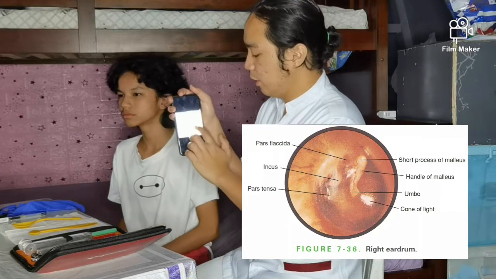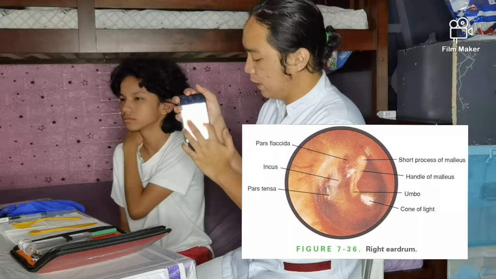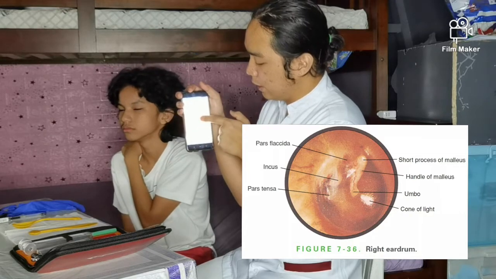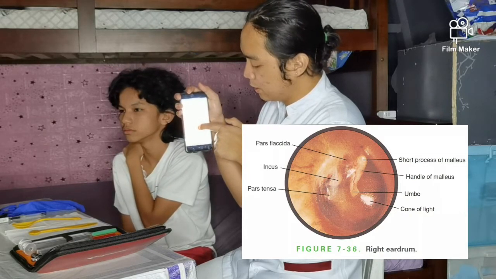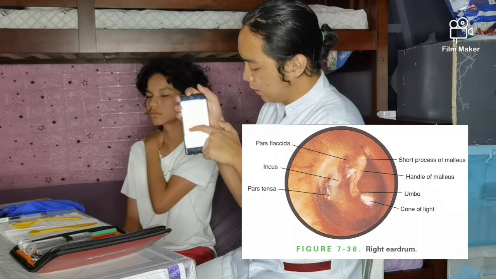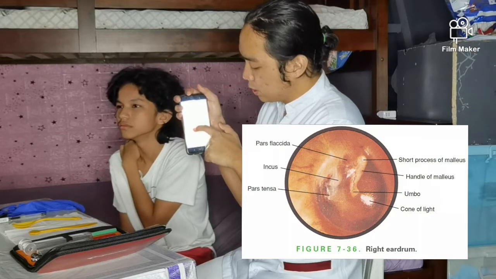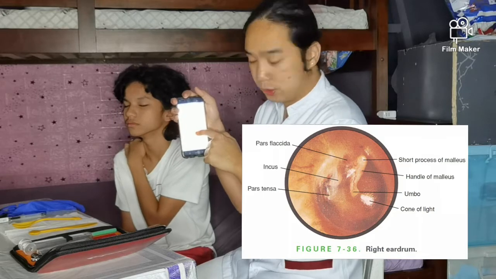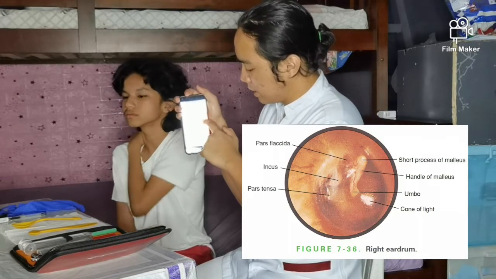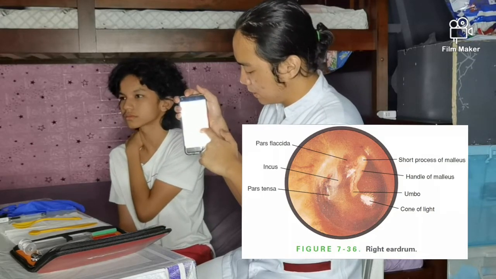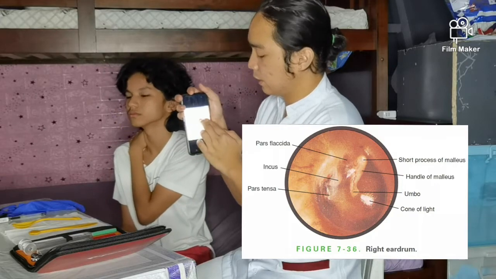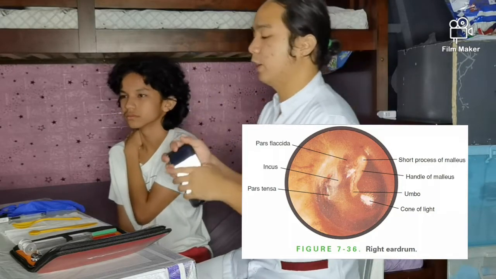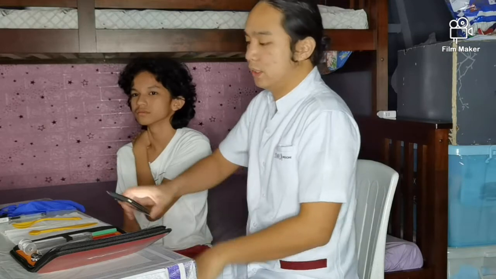Usually you have the short process of the malleus here. Then there is the handle of the malleus, and the incus. The incus is here. This is the umbo. This is the cone of light from your otoscope. Here is the pars flaccida, the incus, and your pars tensa. You need to check that because any problem there may mean retracted eardrums and the like.